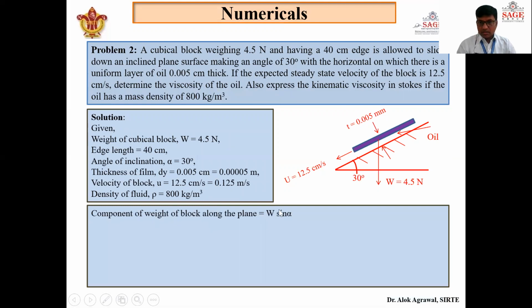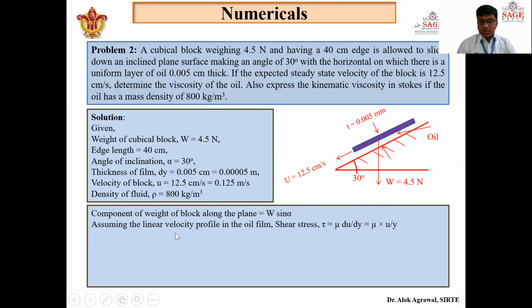Now let us come to the problem: what is the force component? The weight component is acting vertically downward, but we have no use of this vertically downward component. We have to take the component of the weight along the direction of flow, or the movement of the block. So the weight component of the block along this plane is given by W sine alpha. We have W, we have alpha, so we can calculate the component of weight in the direction of movement.